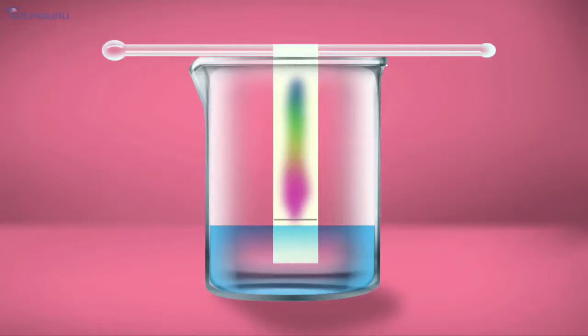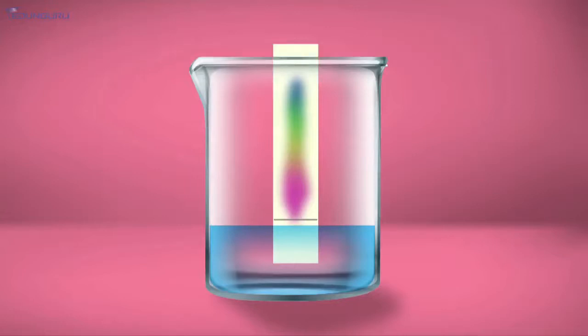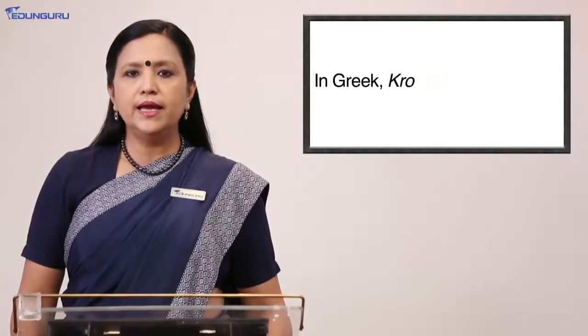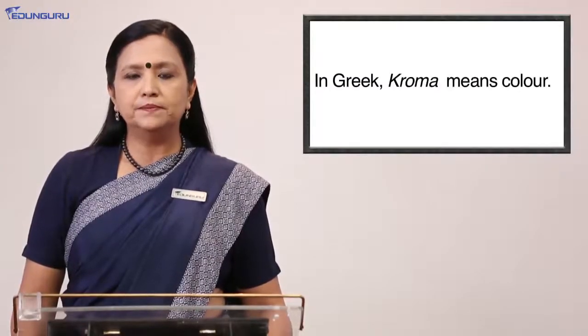The color which is most soluble in water will rise up to a higher level and will form a colored dot at that point. And the other colors will rise to different levels depending upon their solubility in water. As a result, we will get different colored dots on the filter paper. This method is known as chromatography. Chroma in Greek is color.